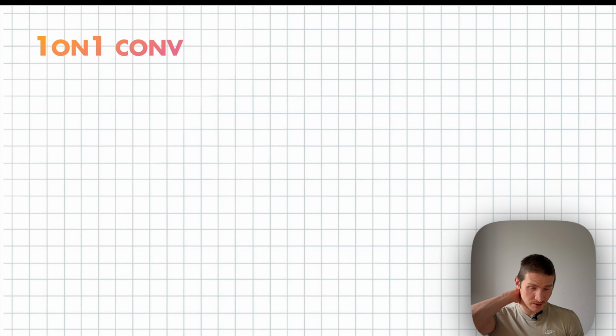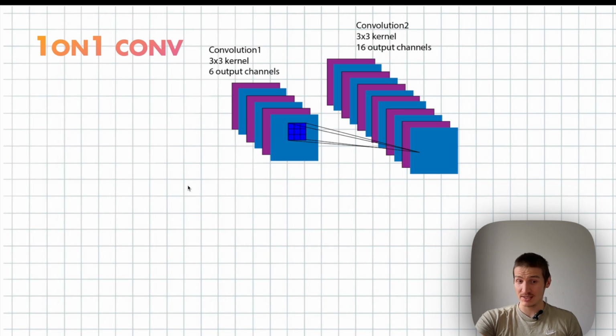Then another thing is the one-on-one convolution. So, what is one-on-one convolution? Is it just, you know, the identity transform that is not really doing anything? So, not exactly.